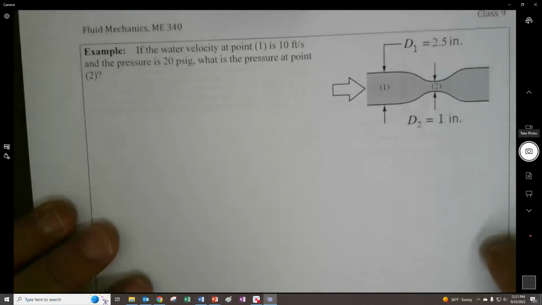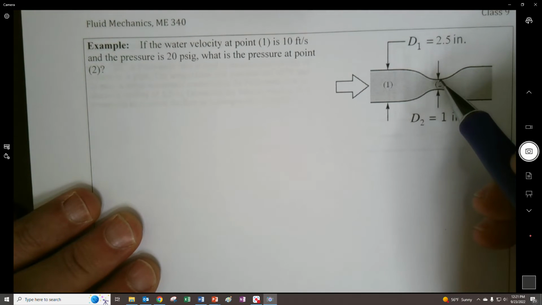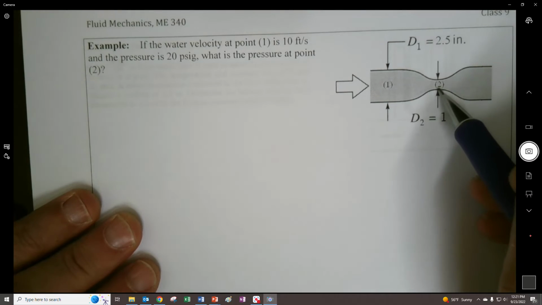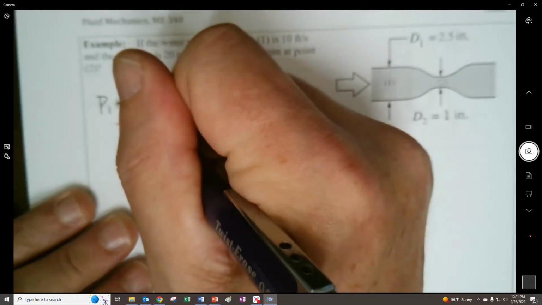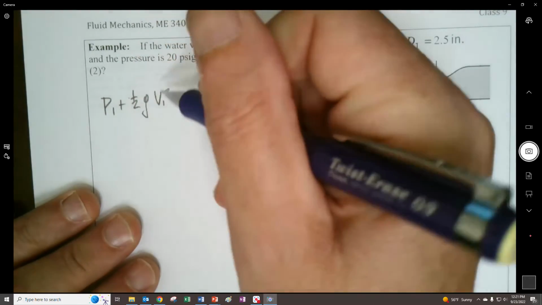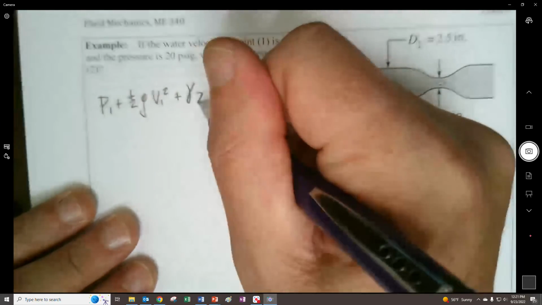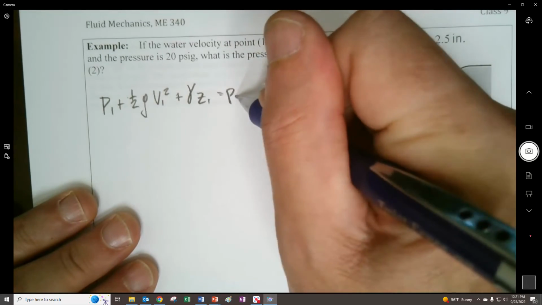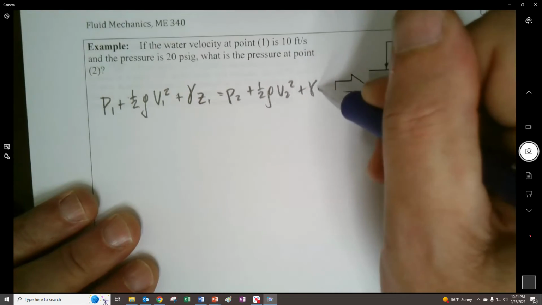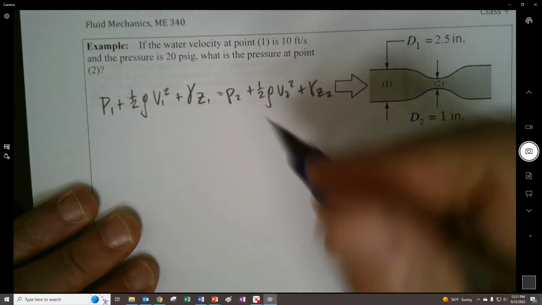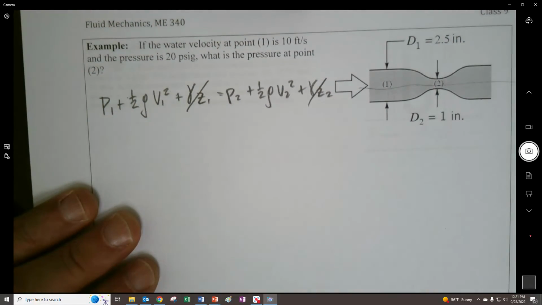Okay. So one of the first things I want to know is what the velocity at 2 has to be, right? Because let me write down my main equation here. 1/2 rho v1 squared plus gamma z1 is going to be equal to p2 plus 1/2 rho v2 squared plus gamma z2. Well, there's nothing that says it was going upwards, so these two will cancel out. They're at the same height.